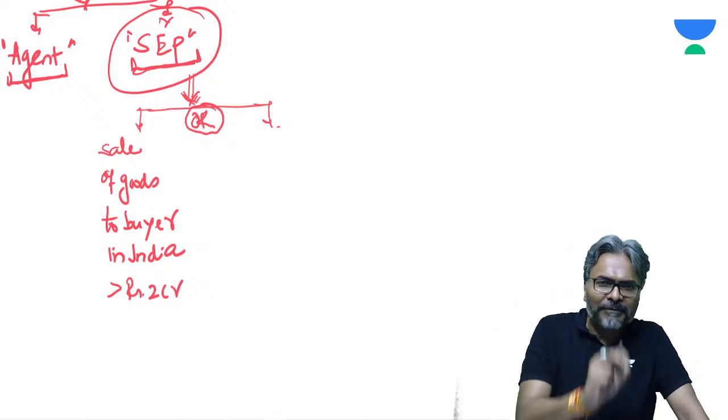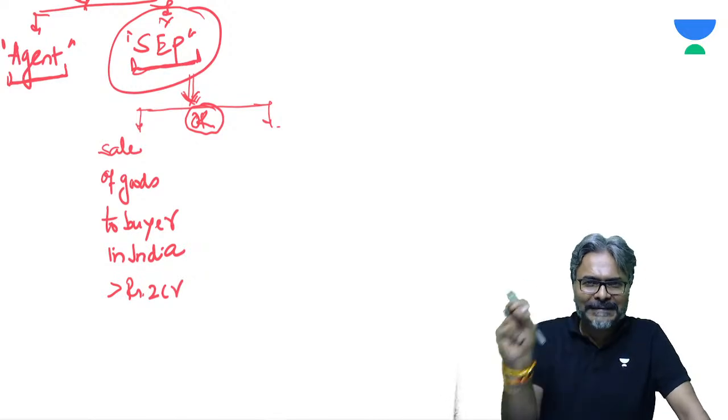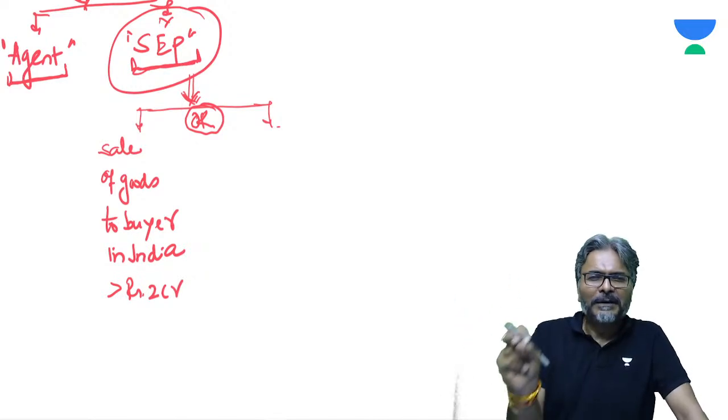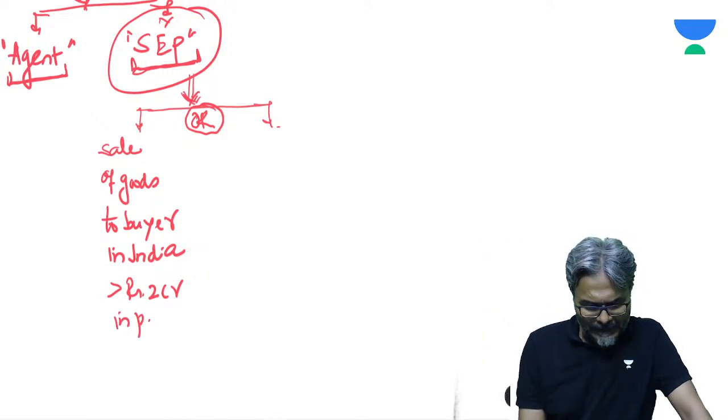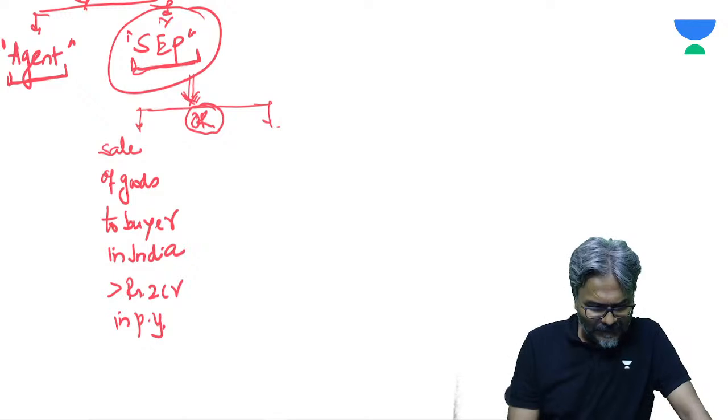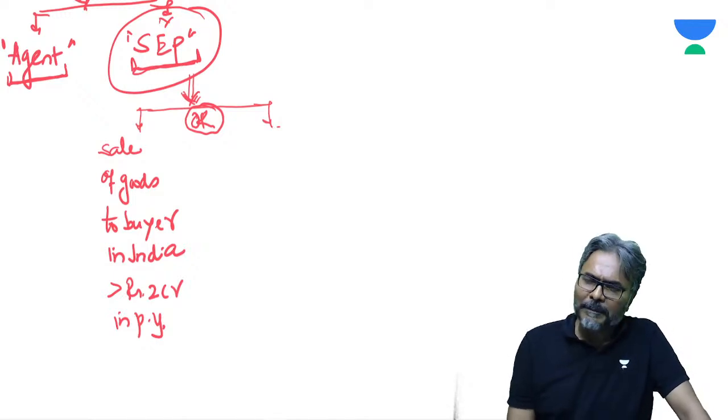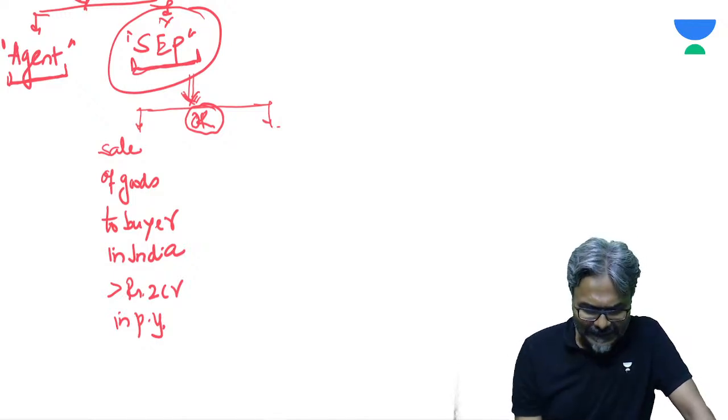You will write: if the non-resident is found to be selling goods of more than rupees 2 crores in that previous year, students, then this will give rise to a business connection in India. That is one criteria. And the second one is based on the number of users.